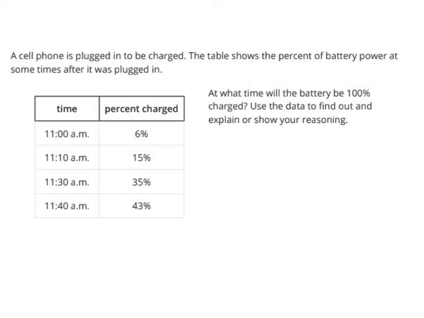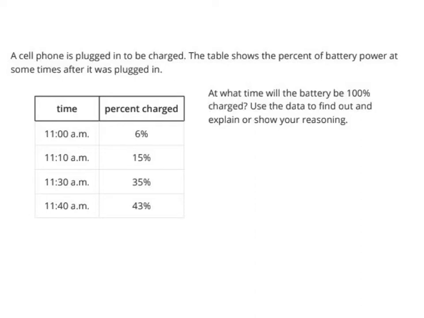So the next section talks about a cell phone being plugged in to be charged. The table shows the percentage of battery power at some times after it was plugged in. At what time would the battery power be 100% charged? Use the data to find out and explain or show your reasoning.